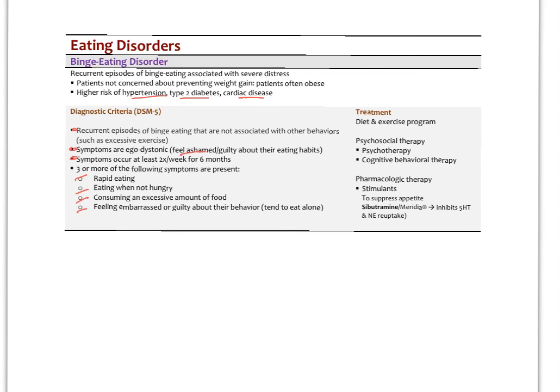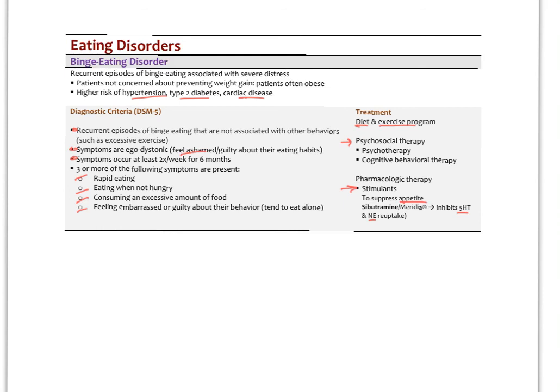That's binge eating disorder. So here really a comprehensive diet and exercise program is important. Psychosocial therapy, maybe to deal with the stressors and the underlying feelings that are triggering that. And then the pharmacologic therapy usually is, interestingly, stimulants, and these are to suppress appetite. So sibutramine, Meridia, actually works with serotonin receptors and norepinephrine uptake. That's one example of a therapy that may be used for binge eating disorder.